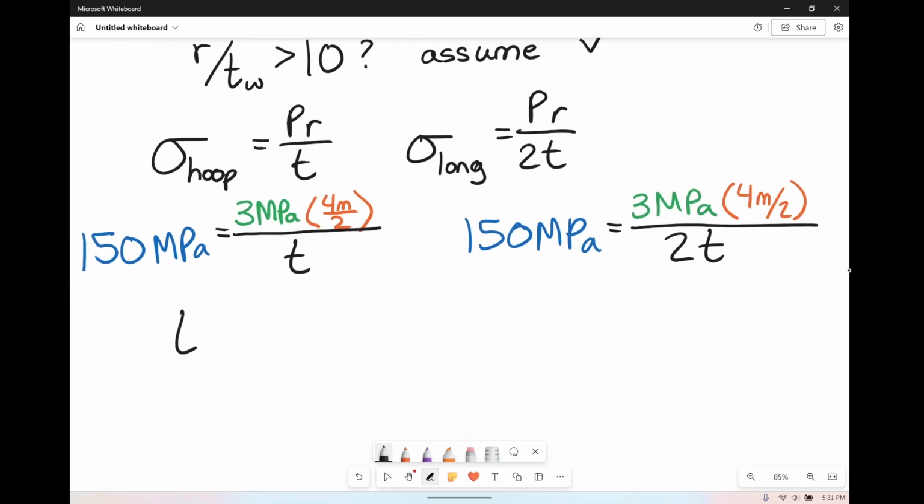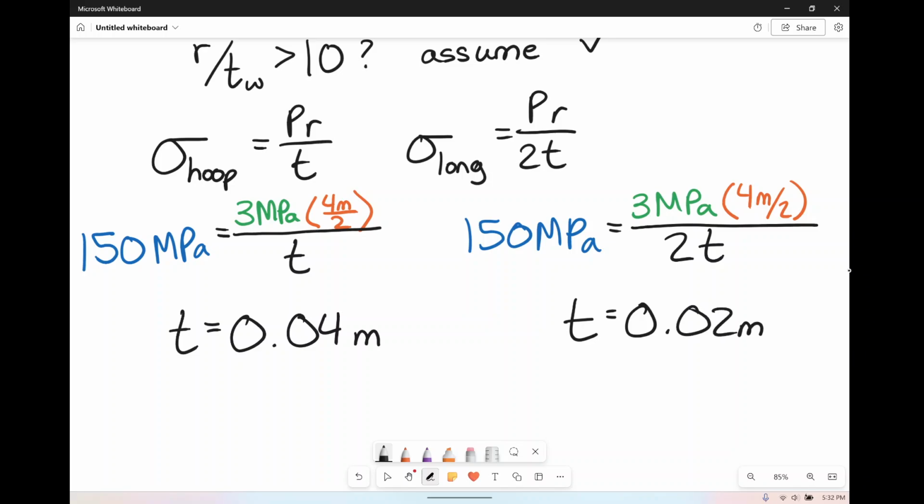So now we're simply going to solve for thickness. And if you're looking at the units, you're seeing that our megapascals are canceling, and we've got meters. So that's going to be a little bit awkward, but it's not too bad. On the one equation, we're going to get 0.04 meters. And the other equation, we're going to get, who would have guessed, half that. We're going to get 0.02 meters.